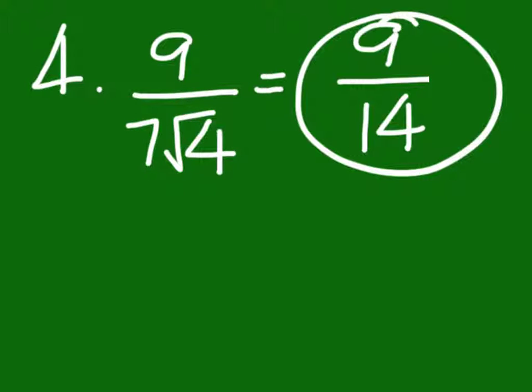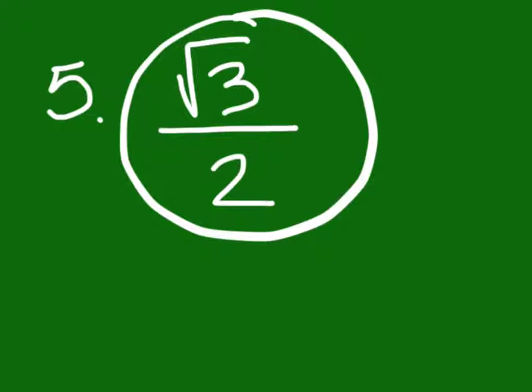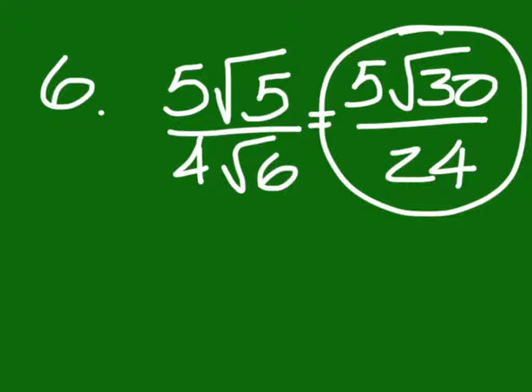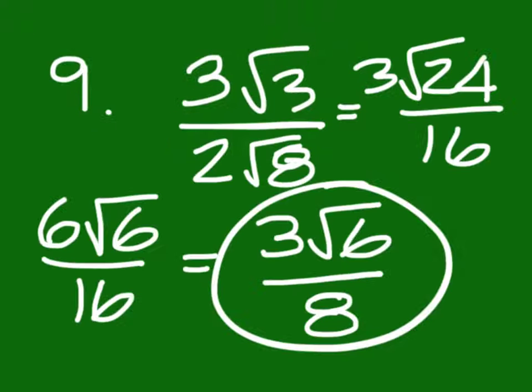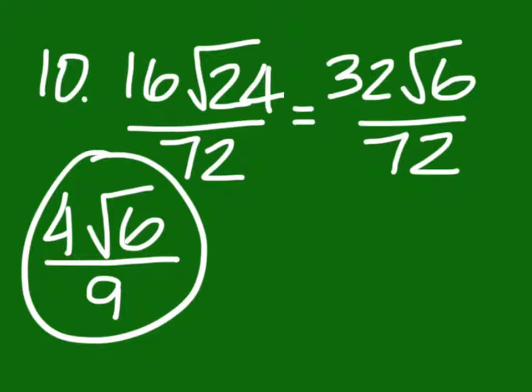4 is 9 over 14. 5 is square root of 3 over 2. 6 is 5 square root of 30 over 24. 7 is 3. 8 is 3 square root of 3. 9 is 3 square root of 6 over 8. 10 is 4 square root of 6 over 9.